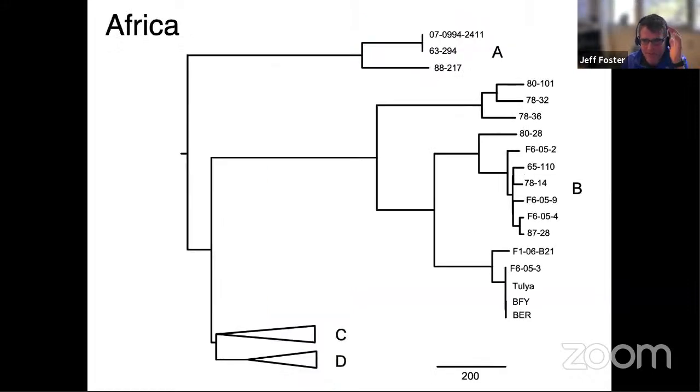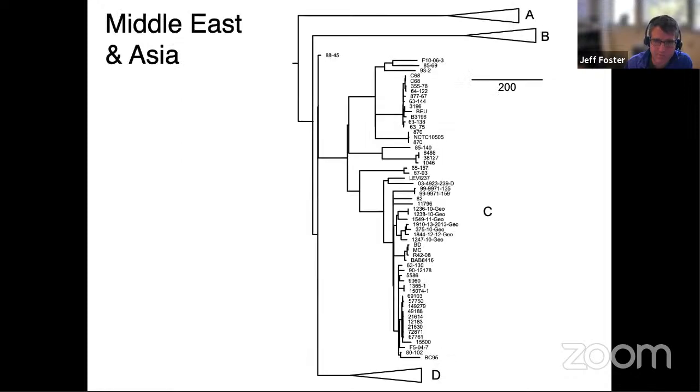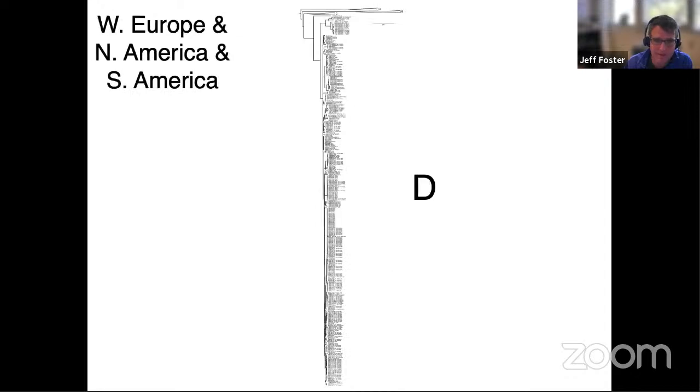And so this is just for the folks who are really into Brucella phylogenetics. But again, these groups A and B are genetically very different from much of the rest of the world. This is group C, that's from the Middle East and Asia. Again, showing it in comparison to the other groups A, B, and D. And then finally, this is group D.